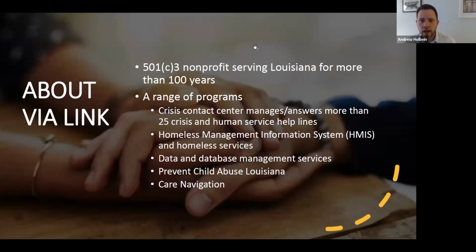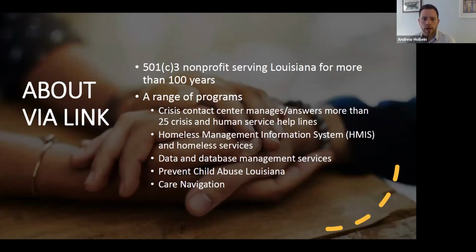So hey, everybody. I'm sure that most of you have some familiarity with ViaLink, but just to talk a little bit about what we do. ViaLink is a 501c3 nonprofit. We've been serving people in Louisiana and beyond for more than 100 years. A fun fact: ViaLink was founded in the 1920s during the Depression, when a group of volunteers got together to help gather and provide resources to people who were in need. So a lot of the work that we're doing today is still similar to that kind of work.